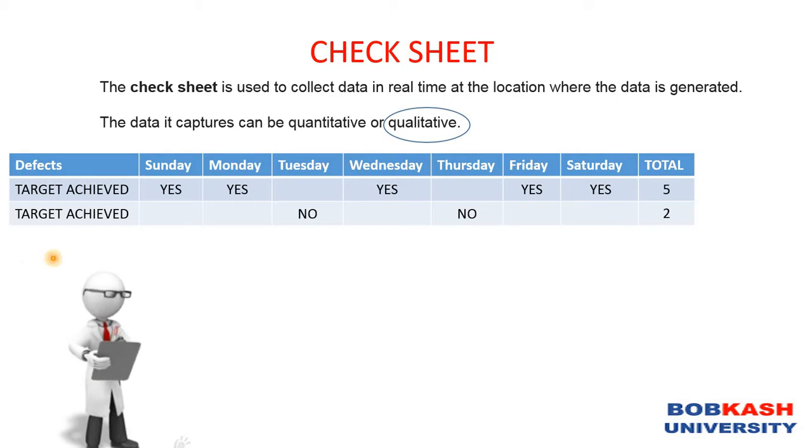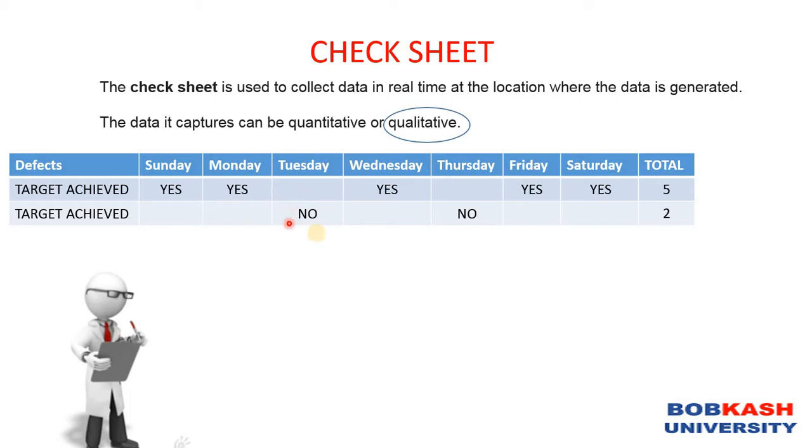For example, in the same refrigerator line, each day we are given a target of the number of refrigerators that we have to manufacture. So this person again is noting down, standing on the line, and he finds that on Sunday the target was achieved. On Monday, whatever target was given, it was achieved. Because achieved is only yes or no. You can't measure it. We are not asking the number of refrigerators produced. We are asking whether the target is achieved or not. So this can be only yes or no. It cannot be measured in numbers.